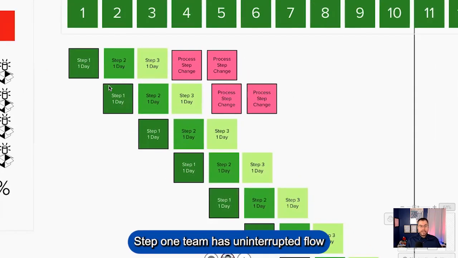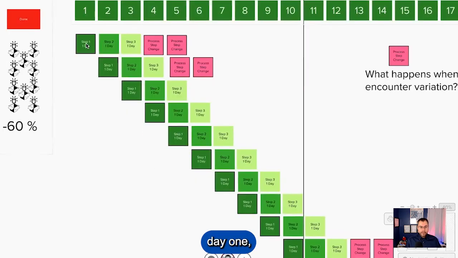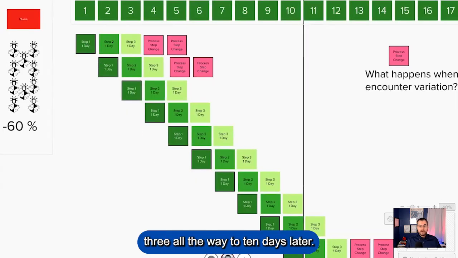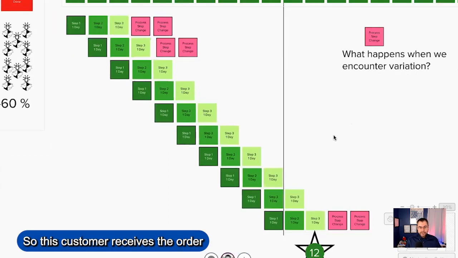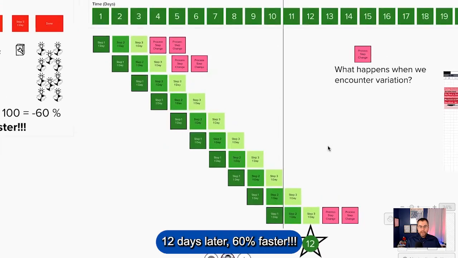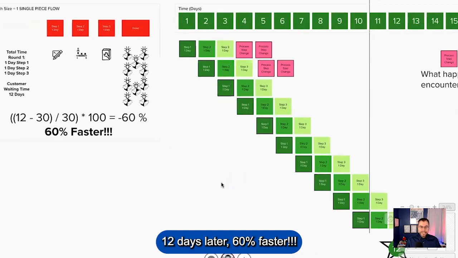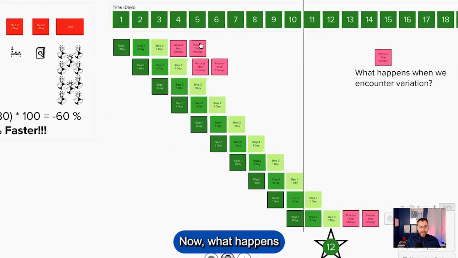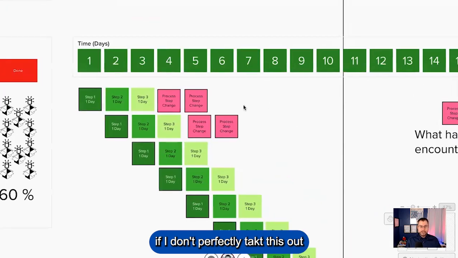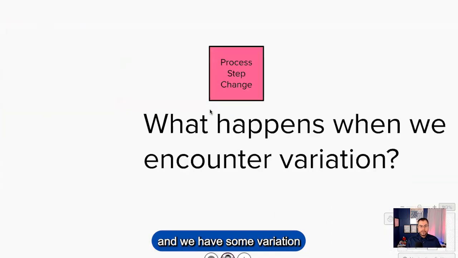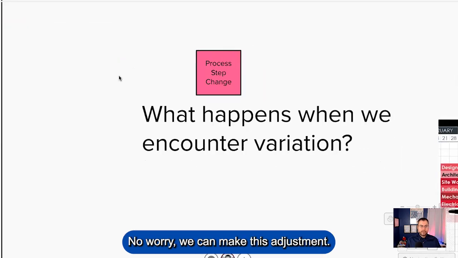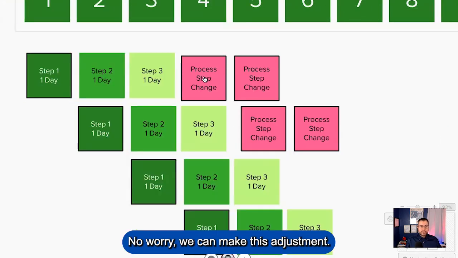Step 1 team has uninterrupted flow, day 1, day 2, day 3, all the way to 10 days later. And they're handing off at the end of each day to the next step. So this customer receives the order 12 days later, 60% faster. Now, what happens if I don't perfectly takt this out and we have some variation or some process step change? No worry, we can make this adjustment.